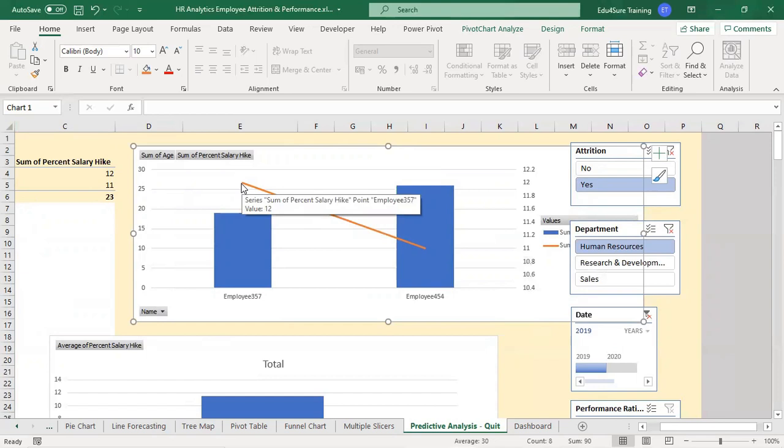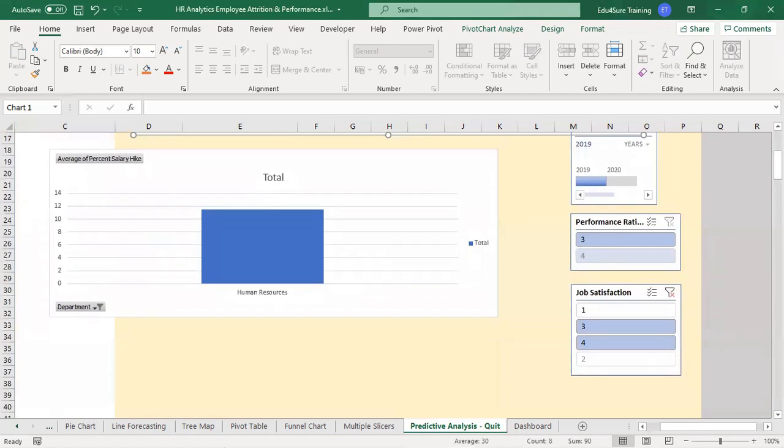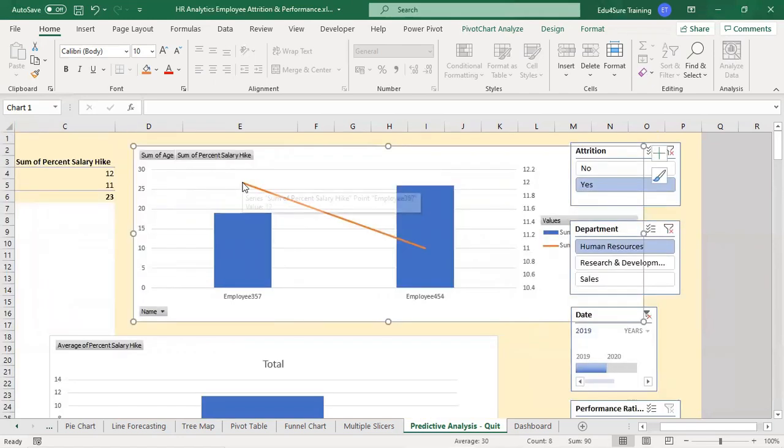Then why he resigned? He got good rating from the manager. He himself was satisfied with the job. Still, he resigned. And for the employee 454, we can assume that he got below average, or probably he resigned. So what will we do? We will talk to this employee in one-to-one. So this is one step.